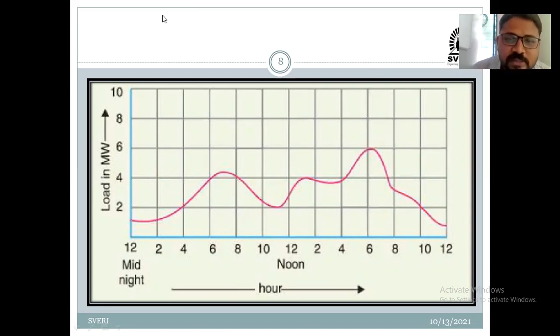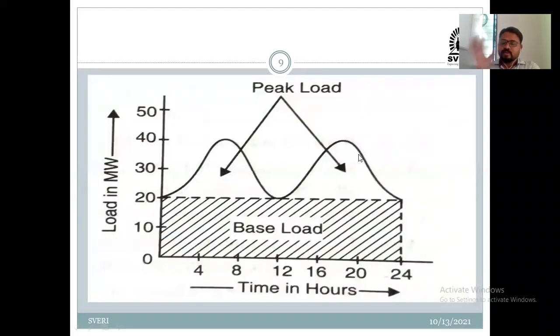Yes, sir. It is very simple, because if we are going to study the basic concept, this should be known to us. So this is the basic related to the load curve. Now see what they have given. Now there are two important points that we are going to cover. Which are the two important points? First is the base load and second is the peak load.